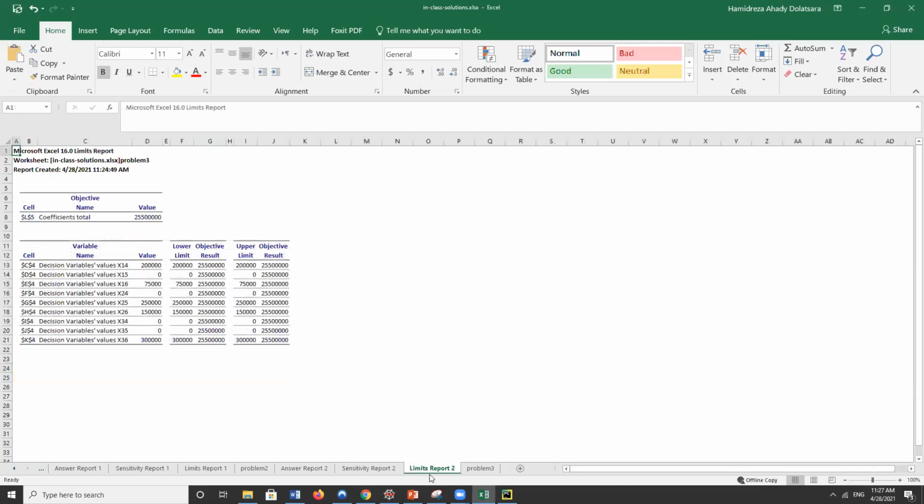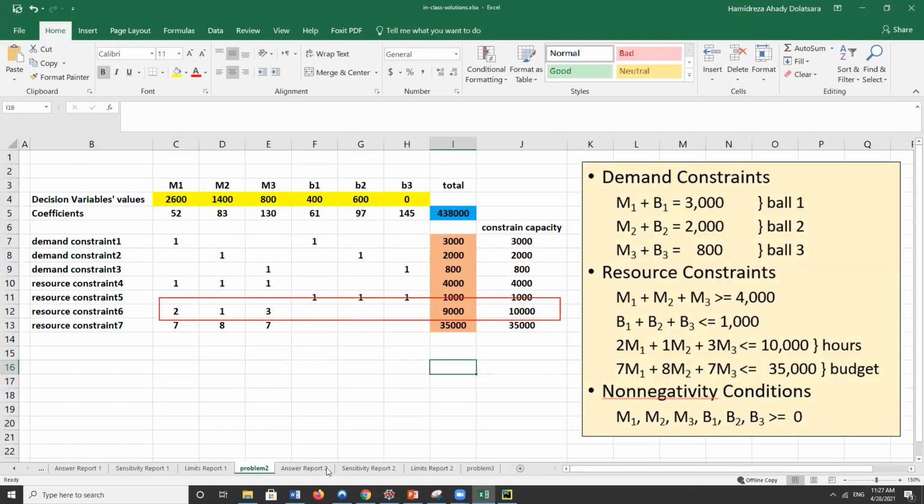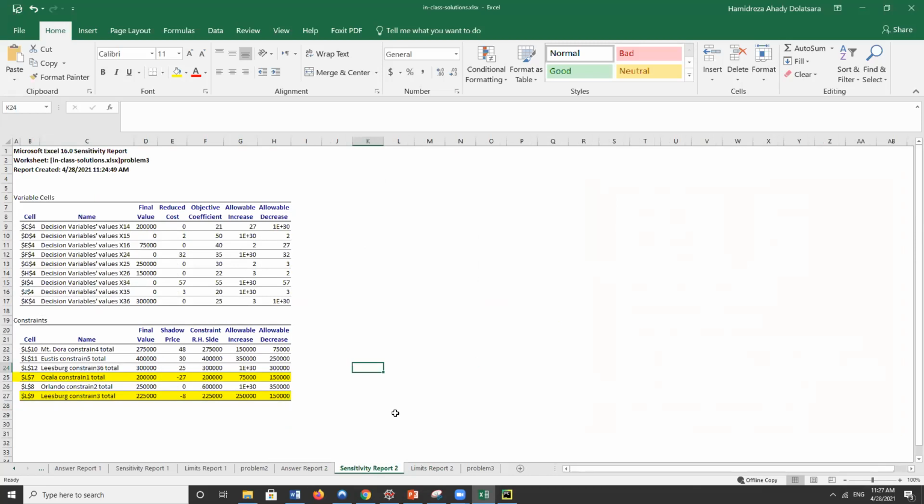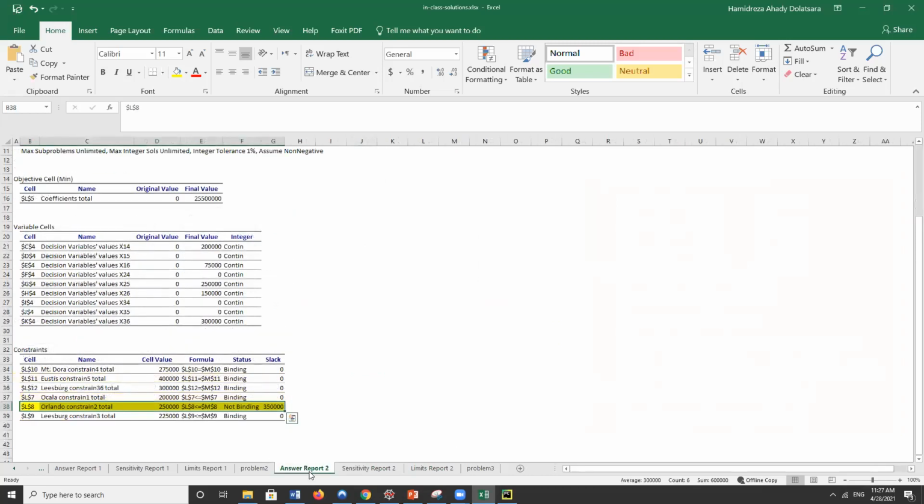I think shadow price should be one of the more important ones. Also, binding and non-binding constraints give you an idea. I think these two should be enough. I mean, binding and non-binding constraints and shadow prices just give you more insight about basically your investment policy here. Like Orlando is not contributing, it's not binding.